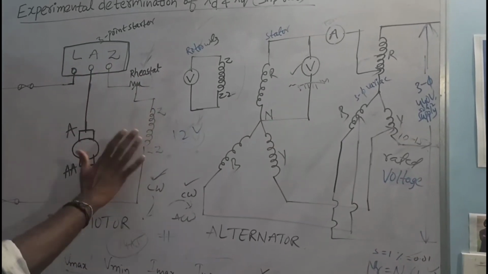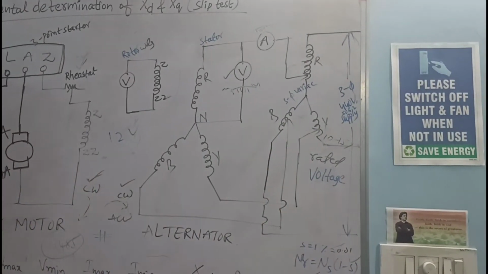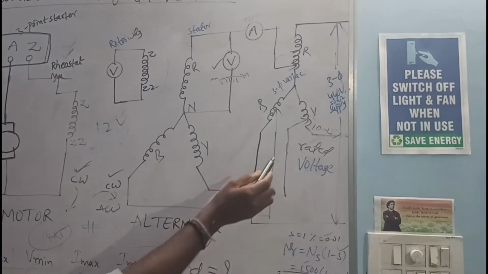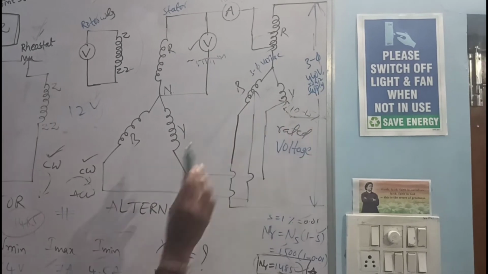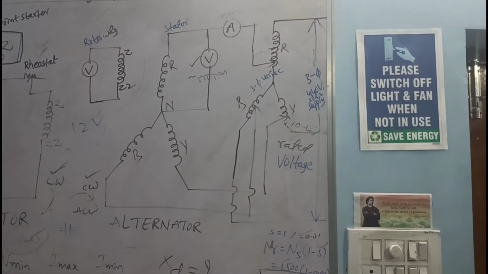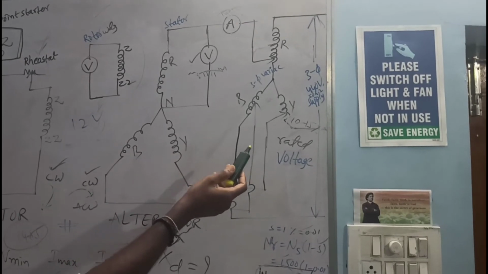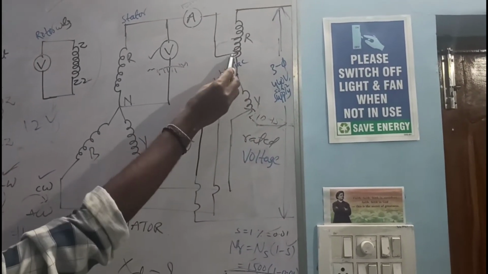Next, the 3-phase voltage. How much voltage is applied? Not directly 440 volts, just 10 to 15% of the rated voltage. 10 to 15% of rated voltage means around 60 to 70 volts. Apply this by using this 3-phase variac.